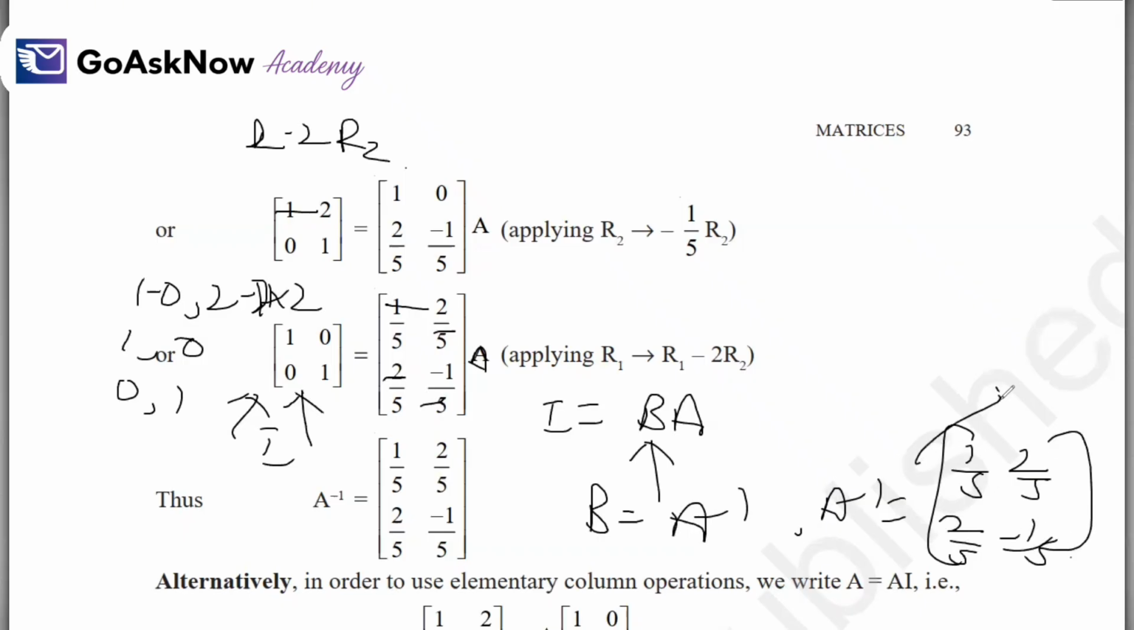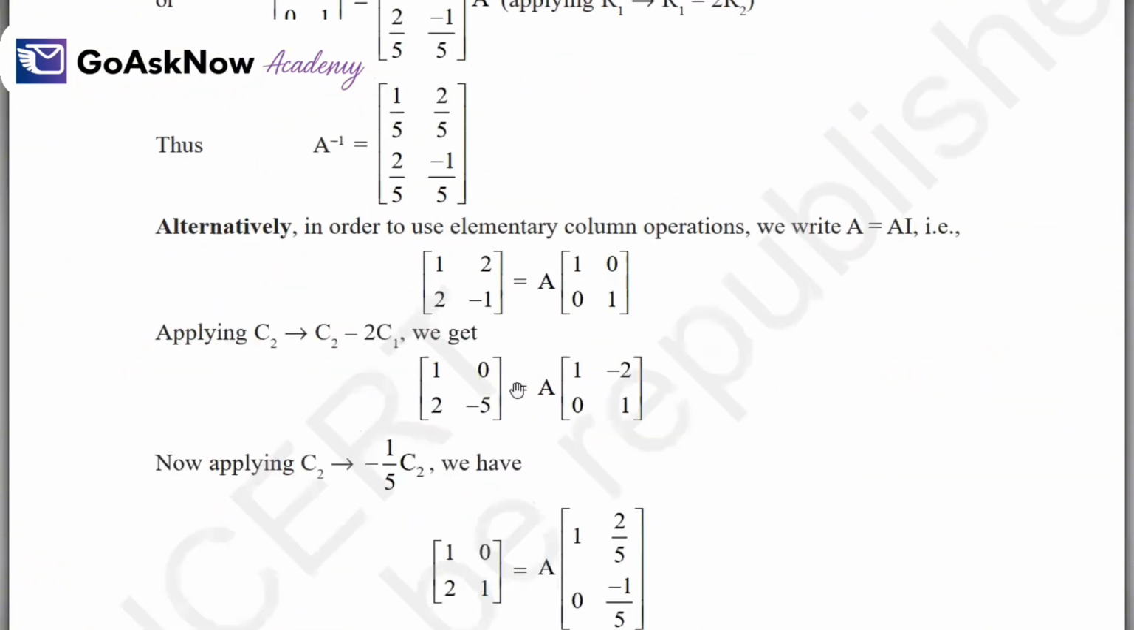I hope that you got this question, how we have done this by elementary row operation. You can find it out by column operation also. We will see this in the alternative method. So what you have to do, in order to use elementary column operation, we can write A is equal to AI. Okay. So 1, 2, 2, minus 1 can be written as A into 1, 0, 0, 1. Then apply C2 is equal to C2 minus 2C1.